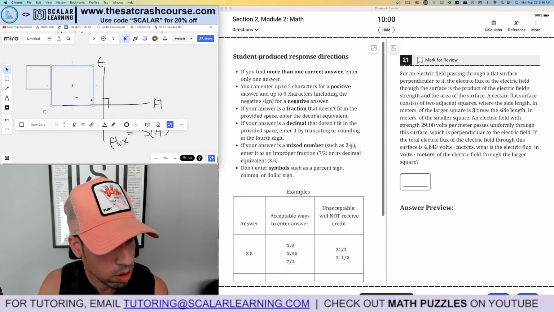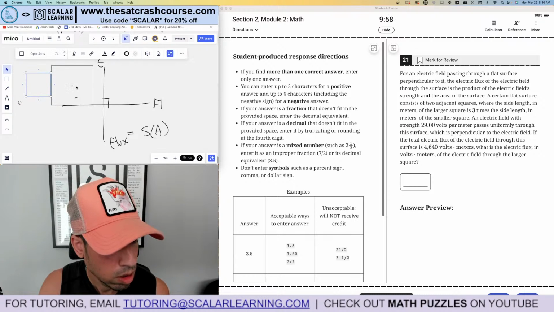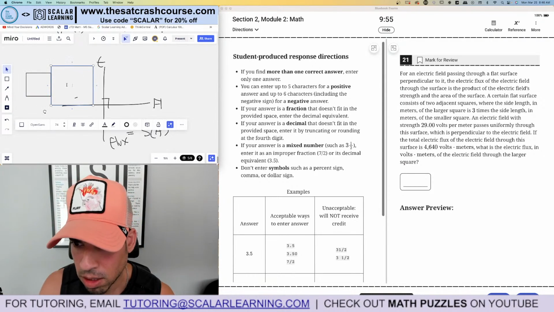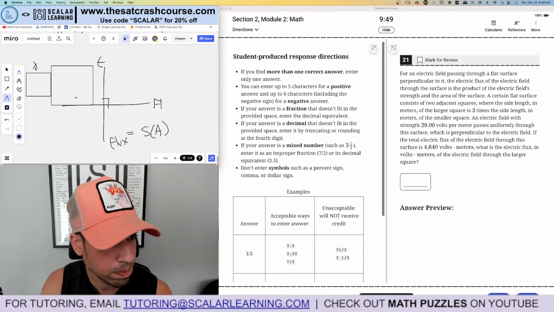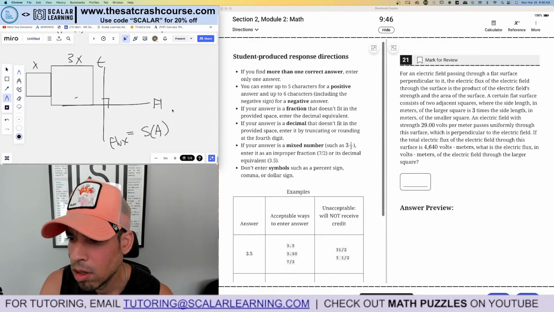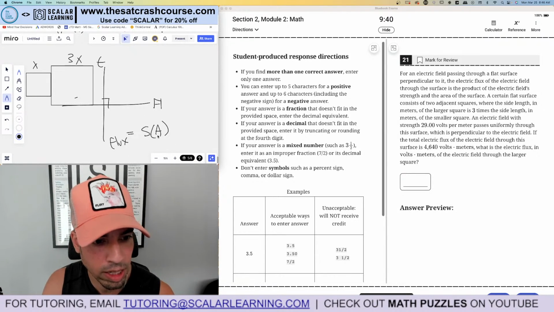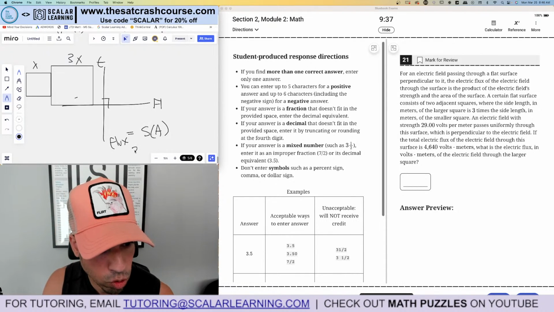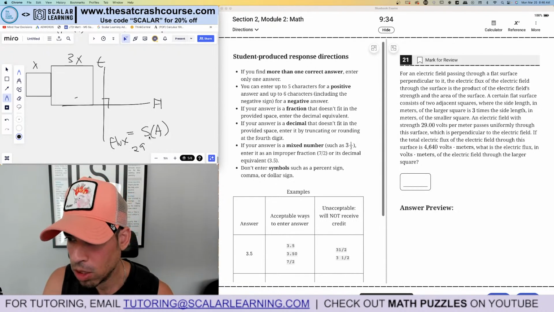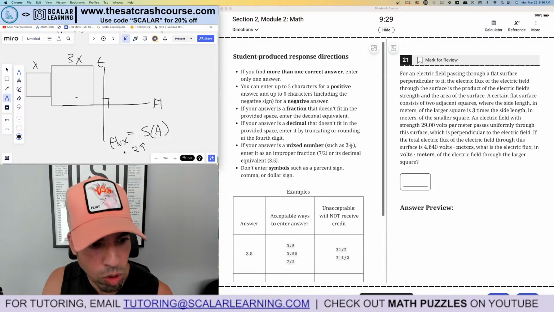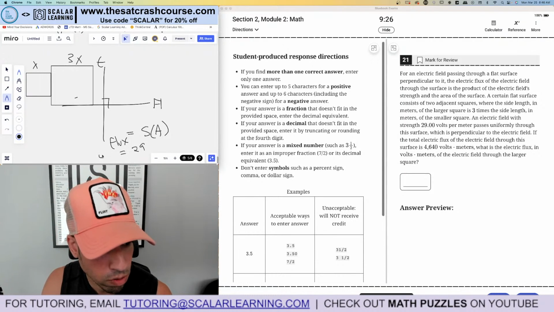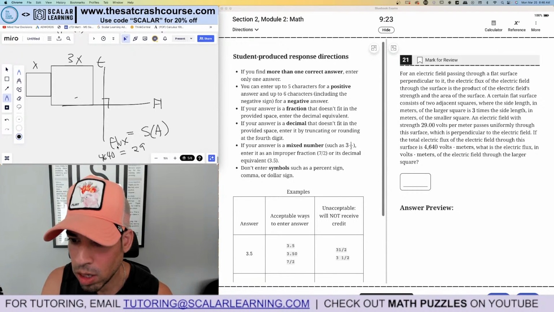Hold on, let's make this bigger. Where the side length in meters of the larger square is 3 times the side length in meters of the smaller square. So we got x and 3x. An electric field with a strength of 29 volts per meter passes uniformly through this surface, which is perpendicular to the electric field. If the total electric flux is 4640, what is the electric flux in volts per meter through the larger square?